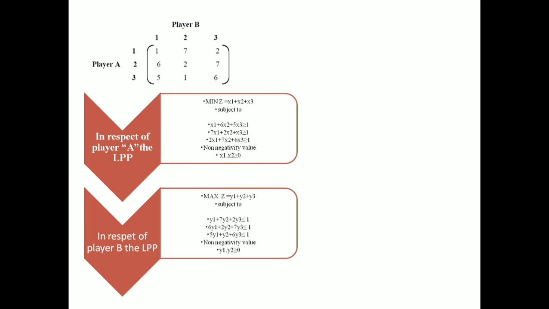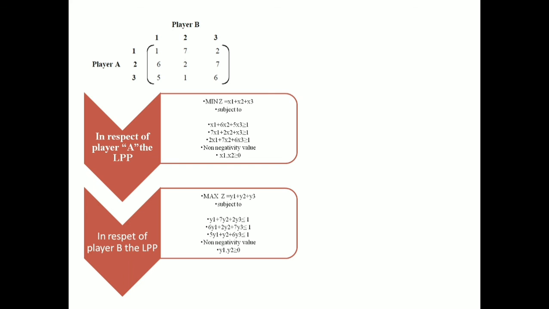In respect of player A, the objective function is, let us say, x1 plus 6x2 plus 5x3. That is player A's strategy. The second constraint: 7x1 plus 2x2 plus x3 greater than or equal to 1. Then the third one: 2x1 plus 7x2 plus 6x3 greater than or equal to 1. That is in respect of player A, and non-negativity is x1, x2 greater than or equal to 0.